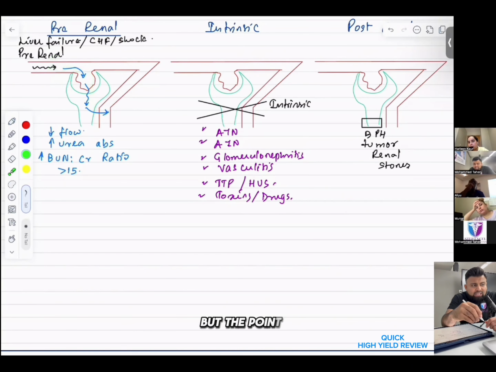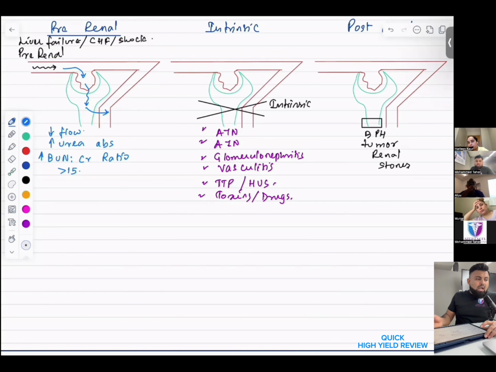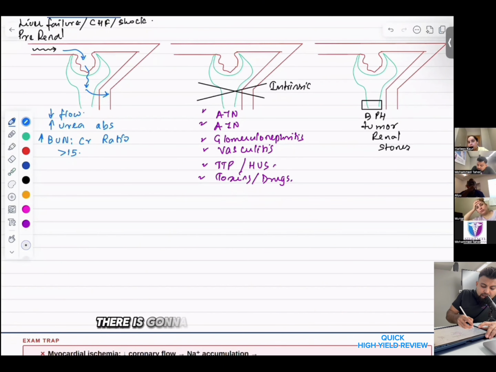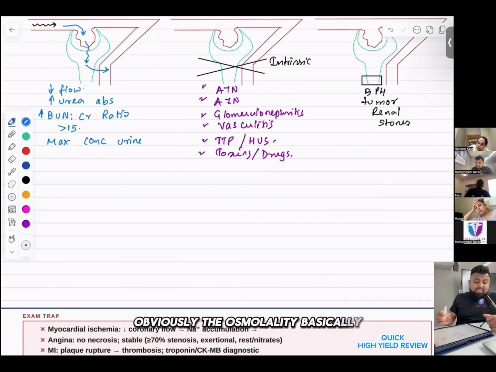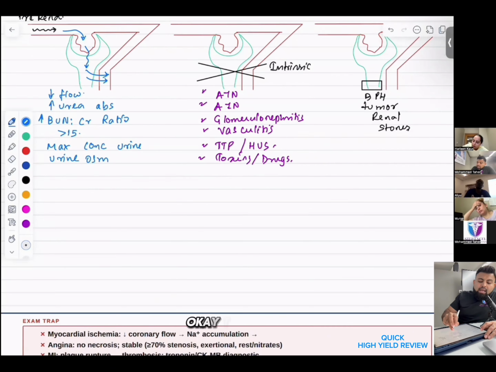the blood flow. But the point is that when there is going to be prerenal azotemia, with less fluid delivered, the kidneys are going to compensate to bring more and more water back into the body. Now, what will happen in this case? There is going to be maximally concentrated urine. Basically, more and more water will come back into the body, and the urine osmolarity will be more or less? Less? Okay, think about it.